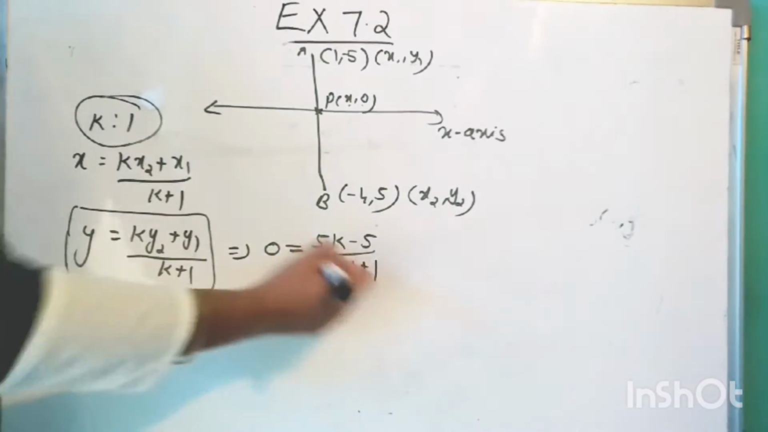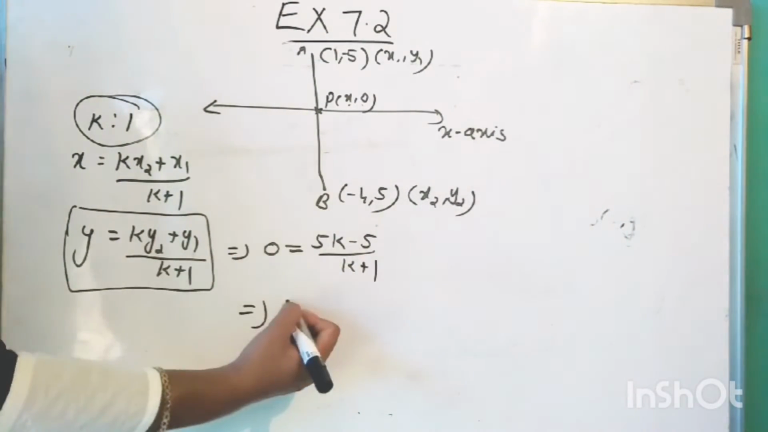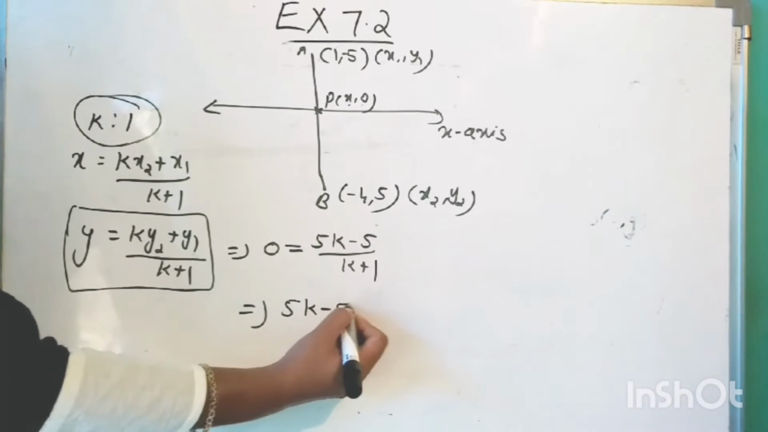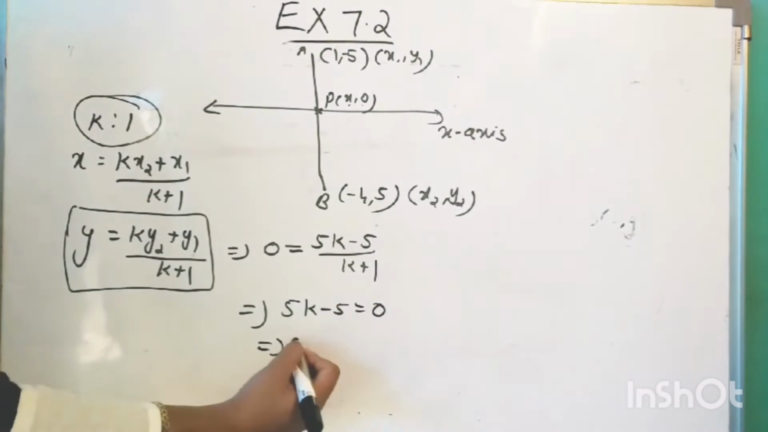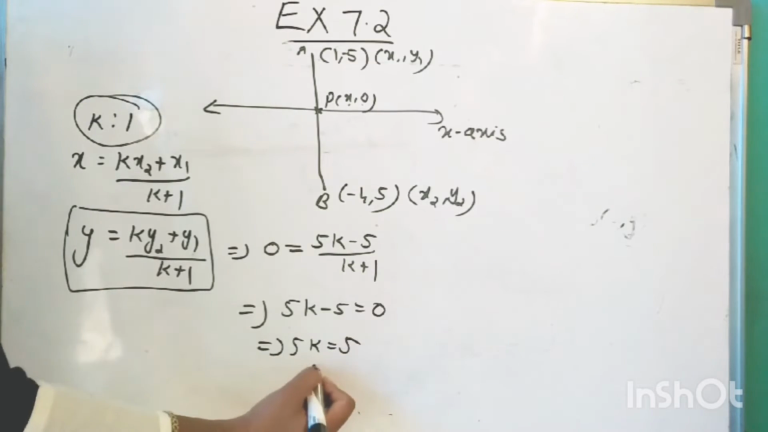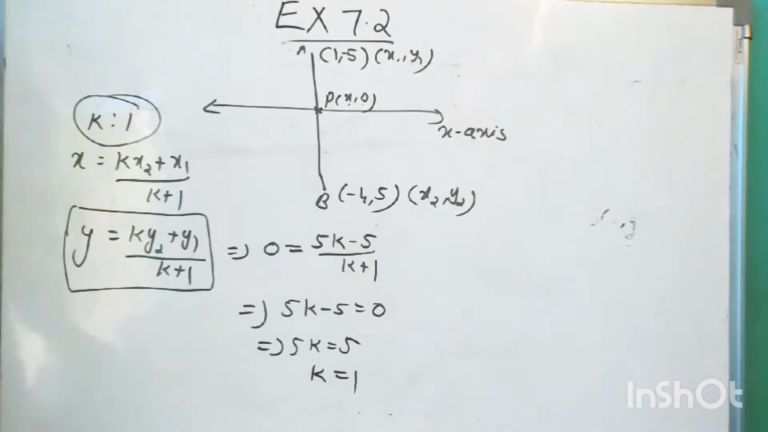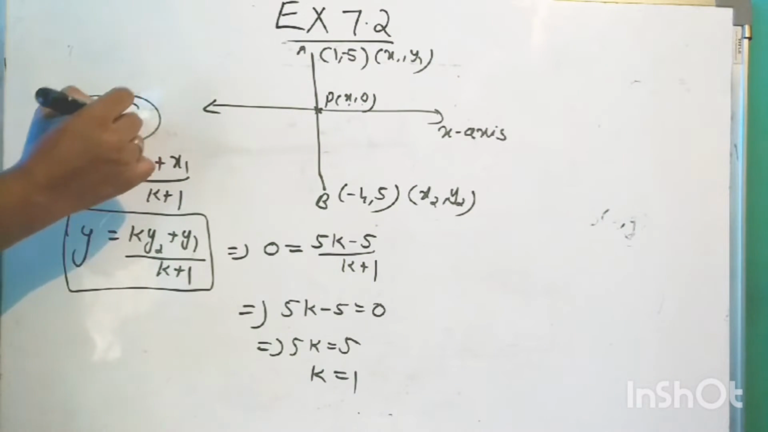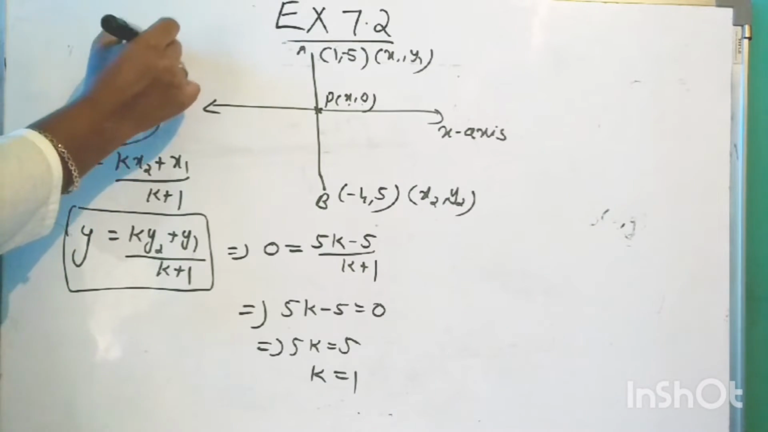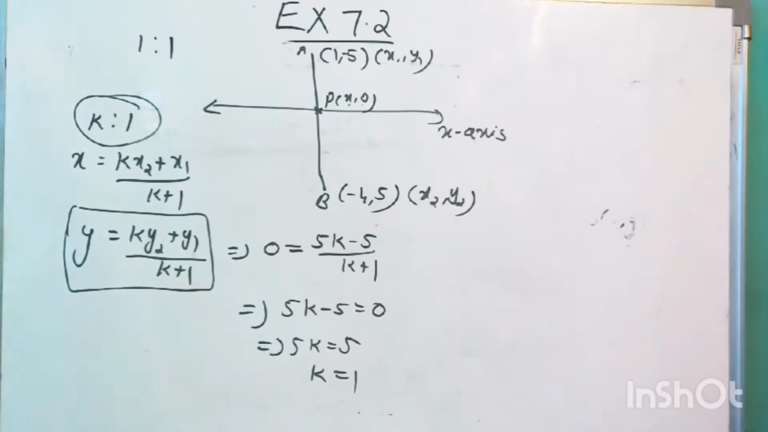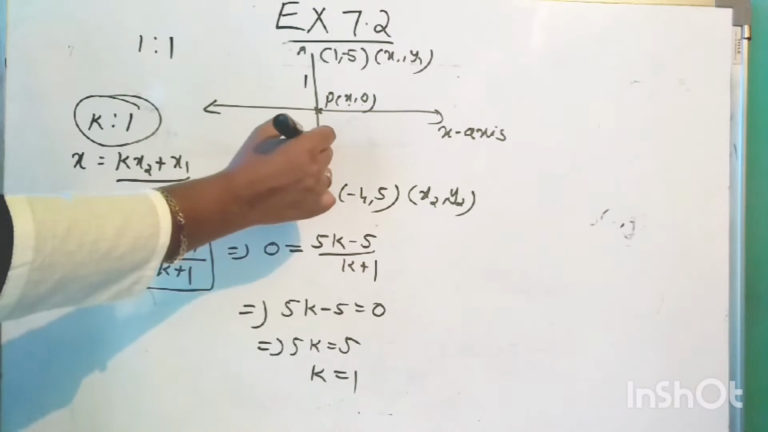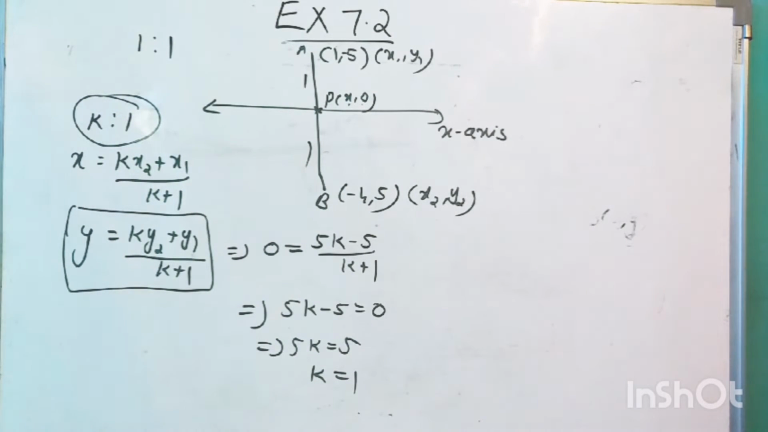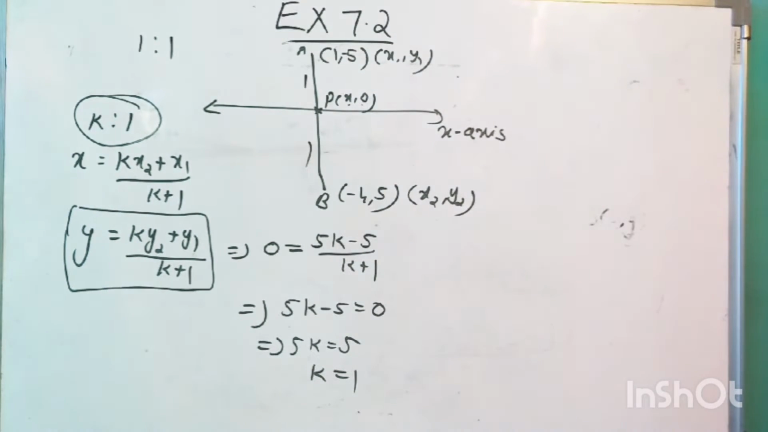This implies k plus 1, take it into LHS, then that becomes 0. So 5k minus 5 is equal to 0, or 5k is equal to 5. That means k is equal to 1. So we got the value of k. K is 1. Our ratio is k is to 1. So the ratio is 1 is to 1. That means this point divides our line in the ratio 1 is to 1. Our x-axis divides our line in the ratio 1 is to 1.